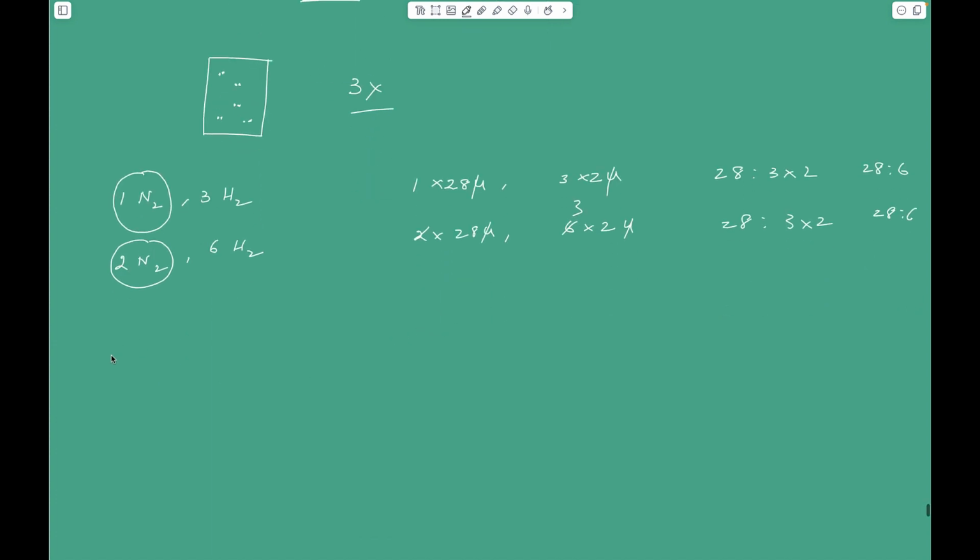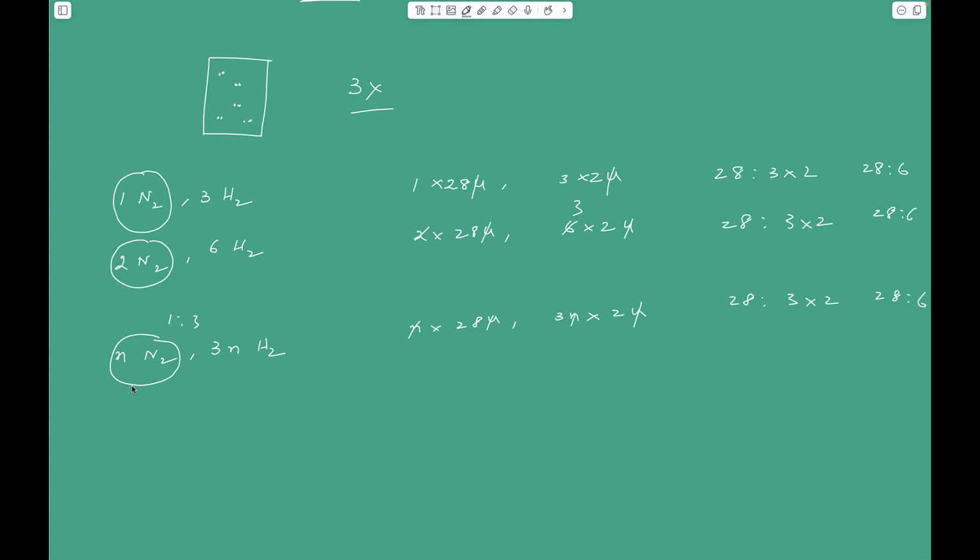Now in general, if you have N nitrogen molecules, then you need 3N hydrogen molecules. Again, the ratio of their molecules is 1 to 3. N to 3N is 1 to 3. Then what is the total mass of nitrogen we have? Again, N times 28 U, and the total mass of hydrogen becomes 3N times 2 U. Again, the ratio is 28 to 3 times 2, or 28 to 6.